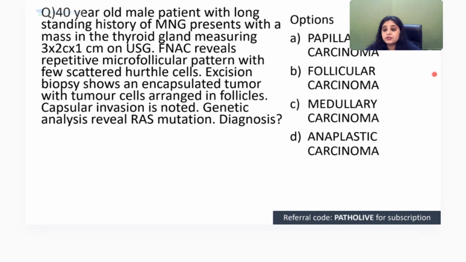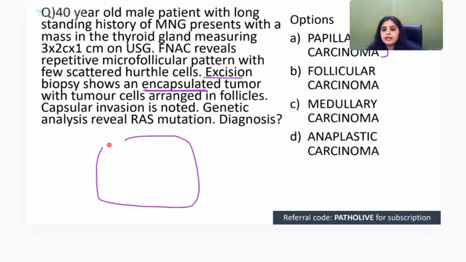First, let's focus on the MCQs. 68% of you got this right, and this is what the leaderboard looks like as of now. So guys, why did many of you answer papillary carcinoma? Did you see any features of Orphan Annie or inclusion, psammoma bodies? Nothing written over here. It's a very classical feature that there is an encapsulated tumor.